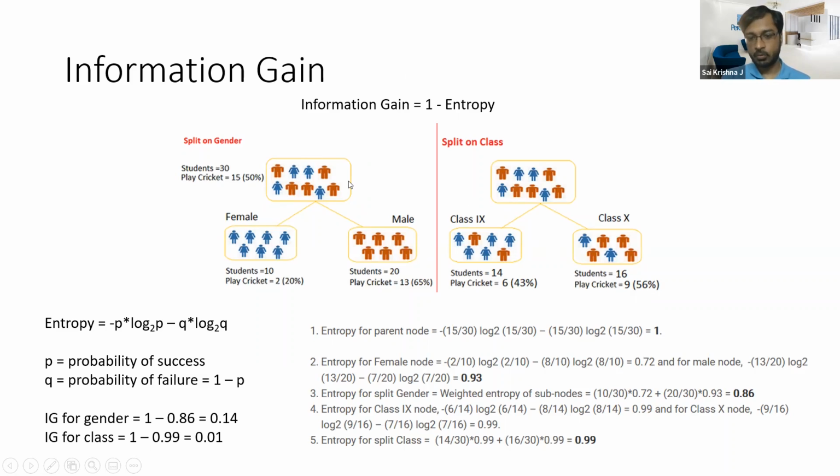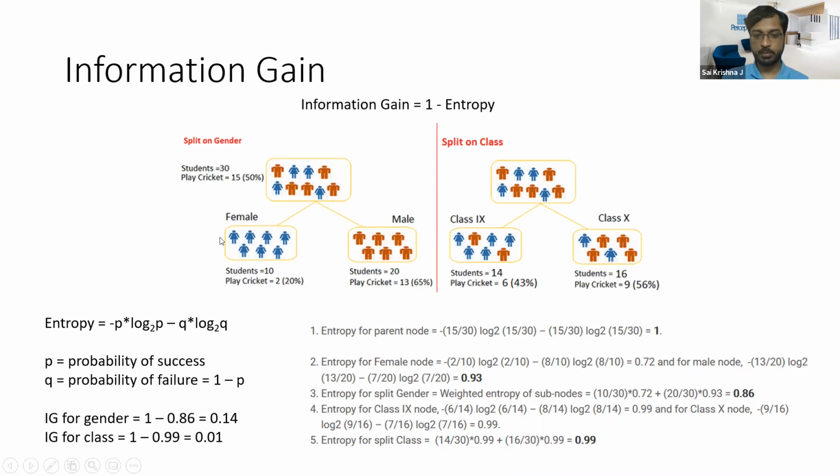But then you do the same procedure. You split based on gender or you split based on class, and then you calculate this entropy value, and then you take 1 minus of that. So how do you calculate this entropy for the gender variable? Again, for each subnode you have to calculate it, and then you take a weighted average.